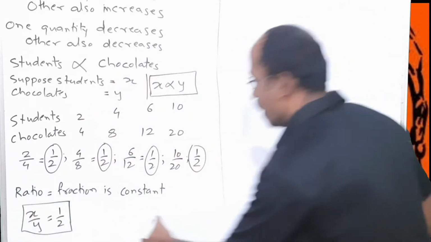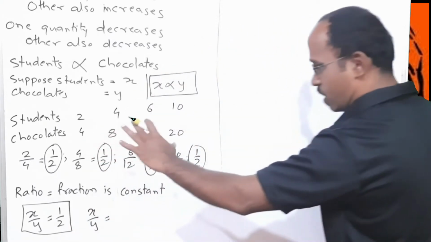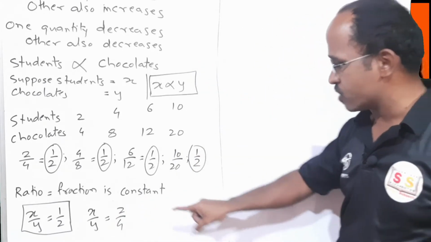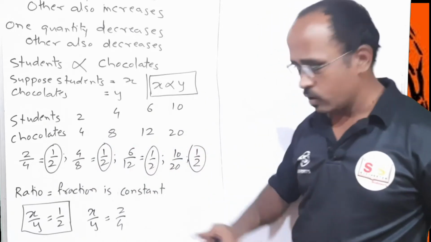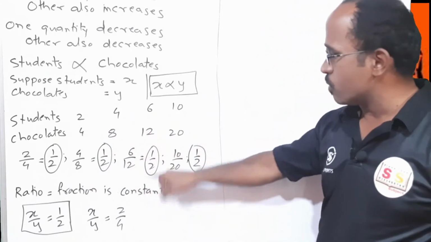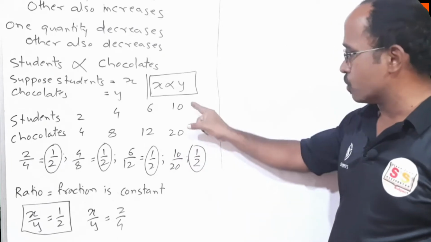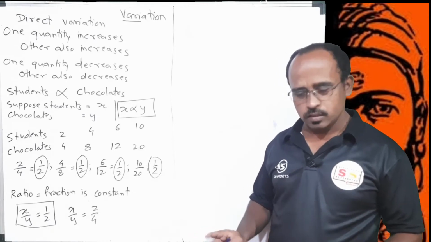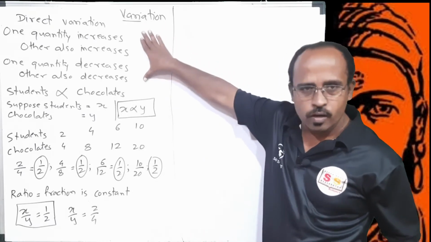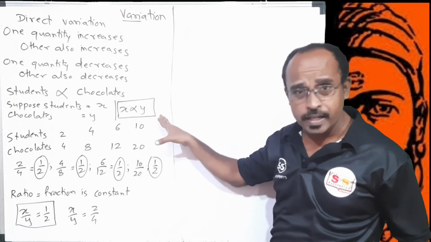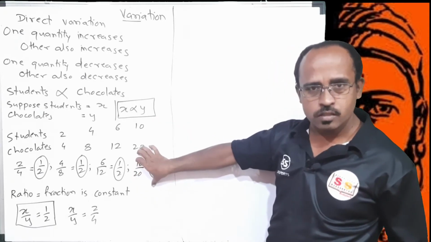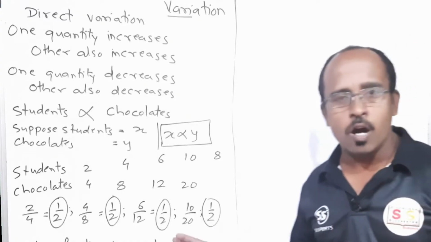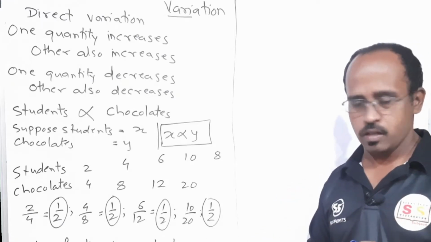Or we can write x upon y is equal to any given quantities, 2 upon 4. So all of these are equations of the direct variation. We can write x upon y is equal to 2 upon 4, 4 upon 8, 6 upon 12, 10 upon 20, or x upon y is equal to 1 upon 2. Clear, students? So we learned how to identify direct variation, how to write direct variation, that the fraction or ratio is constant in the direct variation, how to write the equation of the direct variation, and how to solve problems based on direct variation.